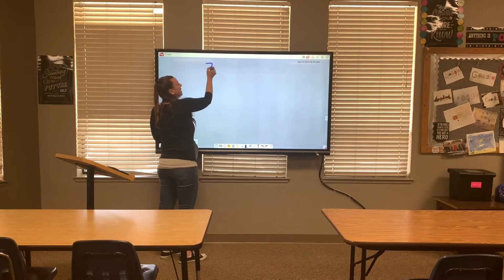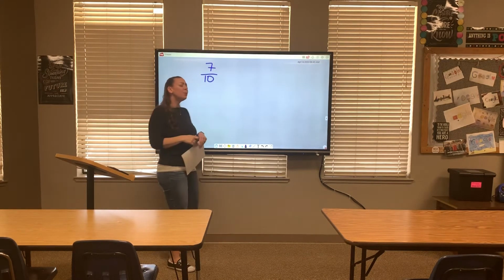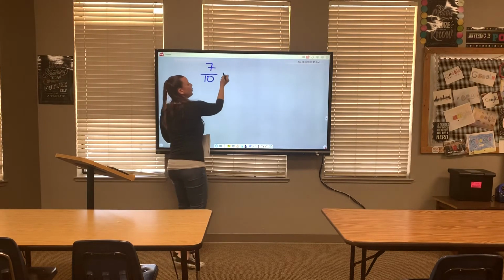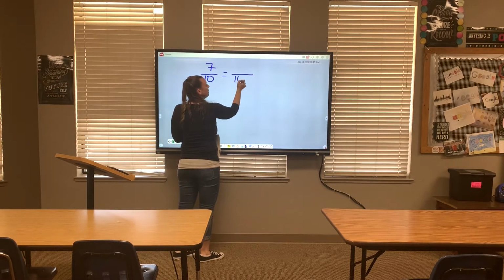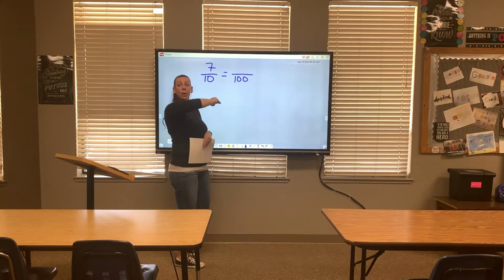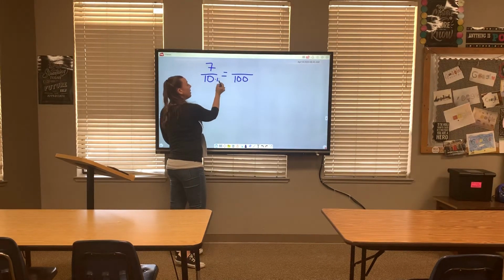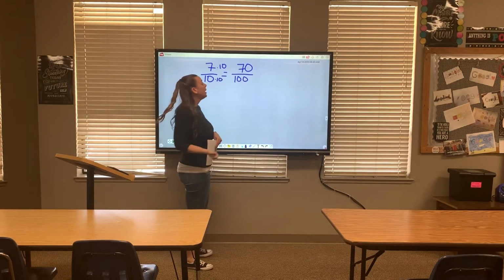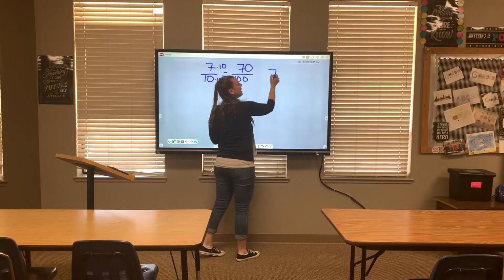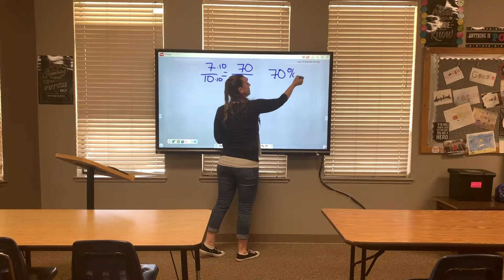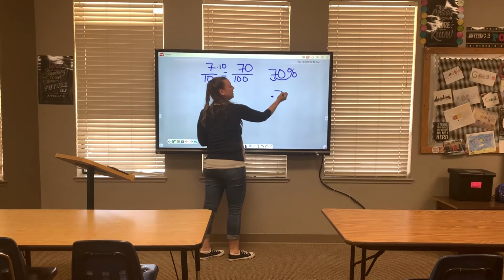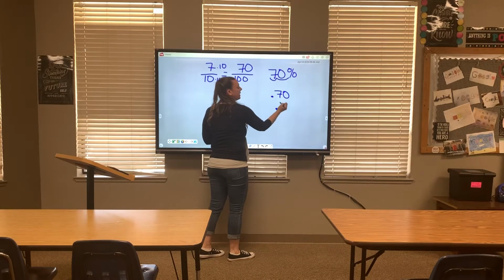Let's say I have 7/10. It's already written as a fraction. I need to make it a percent. So I can create that proportion. I know that I have to create something per 100. So if I multiply by 10, that gives me 100. If I multiply by 10 here, then I get 70 over 100. That would be 70%. And then I can also move that decimal over and it gives me 0.70 or just 0.7.